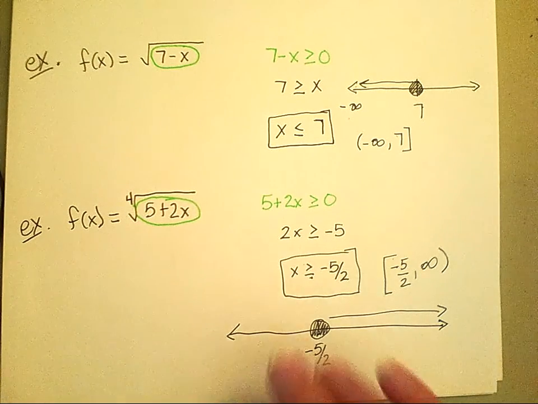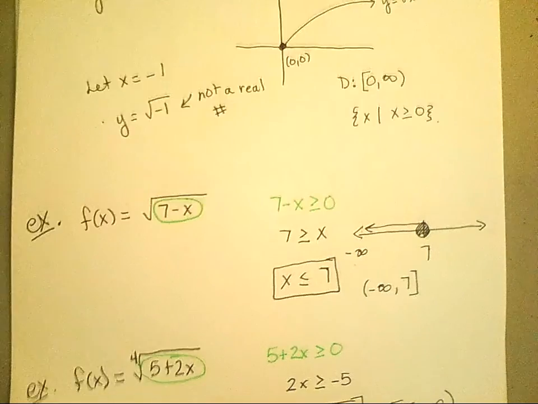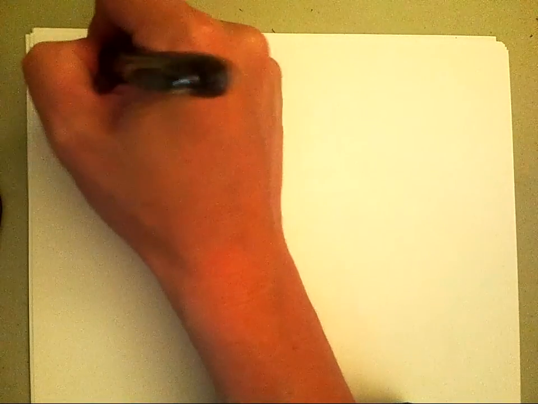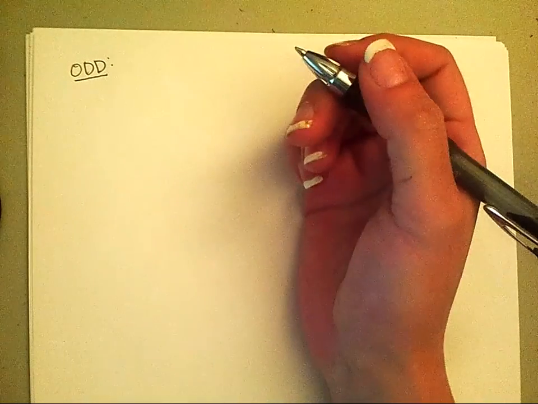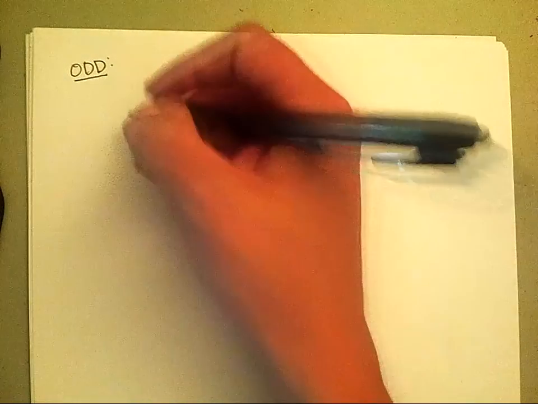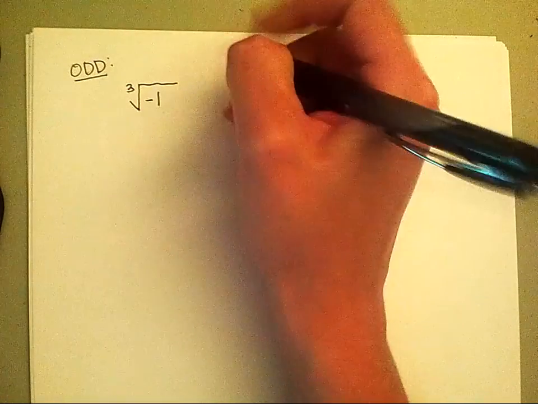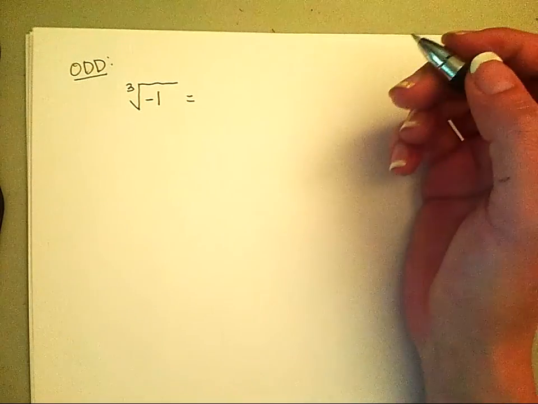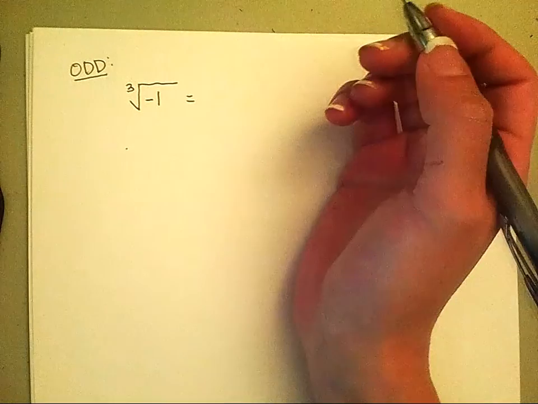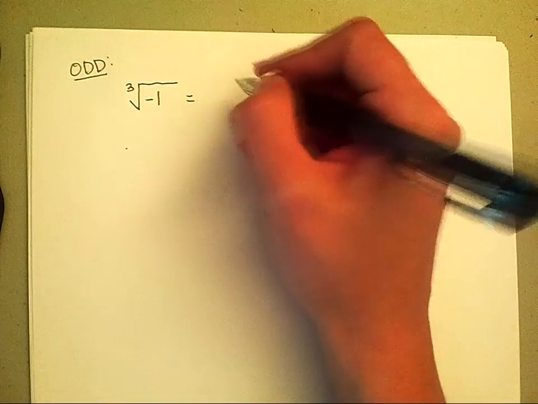So that's the problem with even radicals. So we have problems with rationals, and we have problems with even radicals. What about odd radicals, though? So, for example, could we find the cube root of negative 1? Finding the square root was imaginary, but what about the cube root?